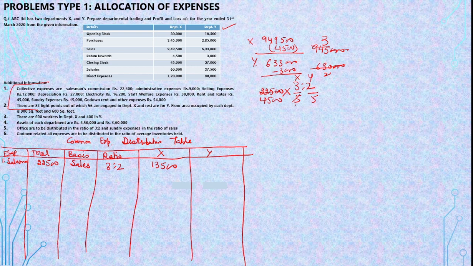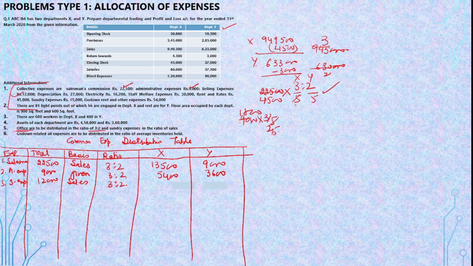Next is selling expenses, 12,000. Selling expenses amount is 12,000. Selling expenses should be based on sales. That is very clear. You can directly relate these with the sales. So 12,000 in the ratio of 3 is to 2. That means 3/5 for X and 2/5 for Y. So 7,200 and 4,800.